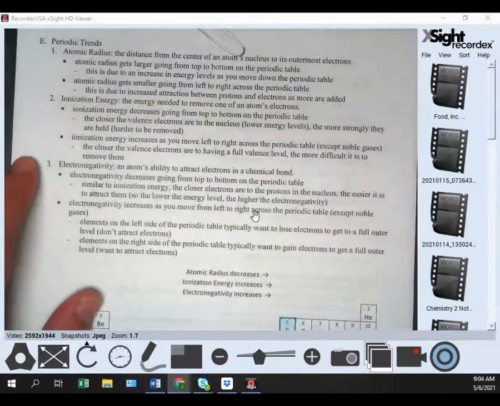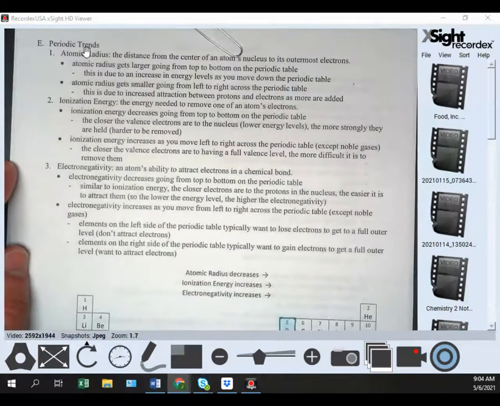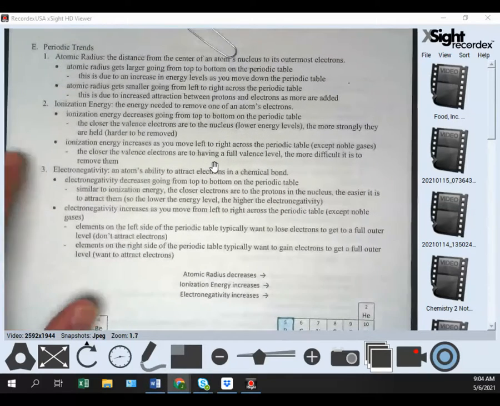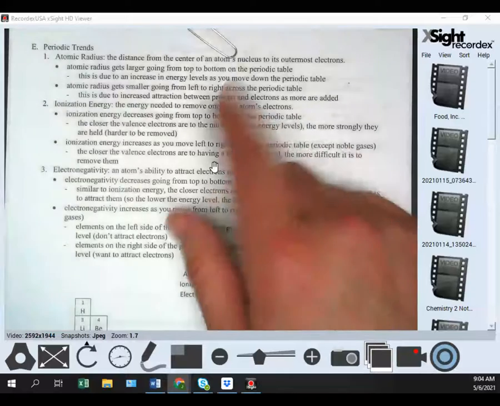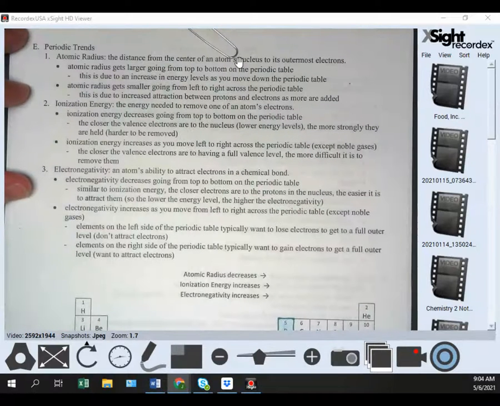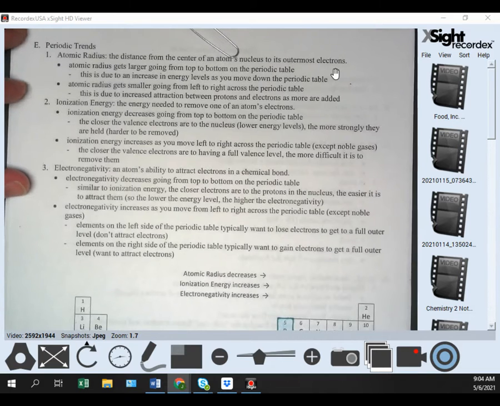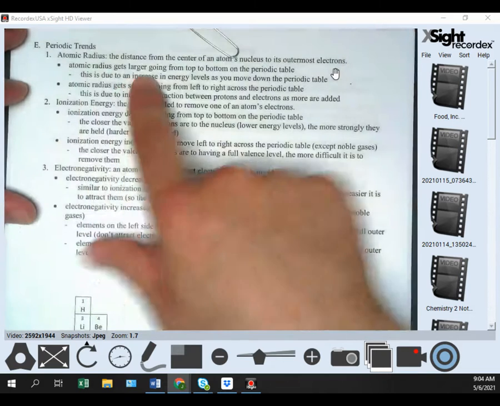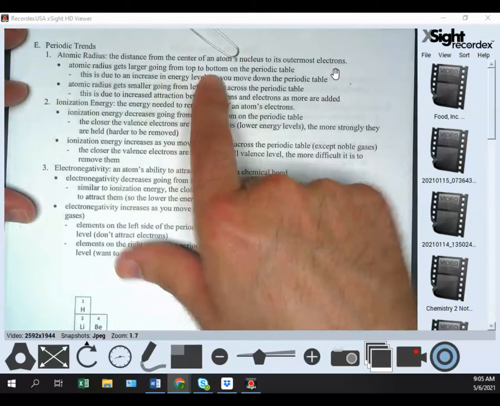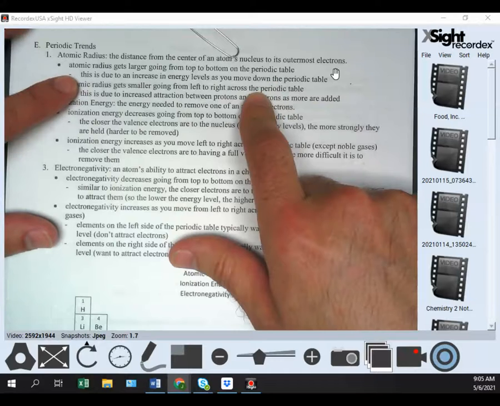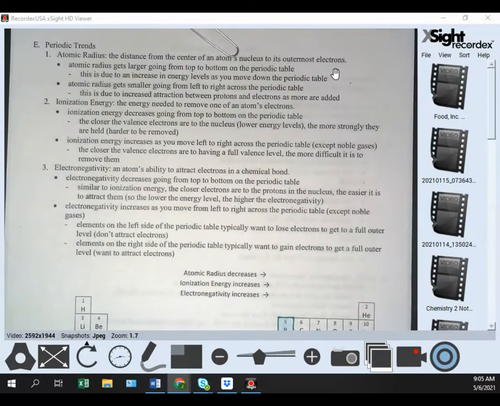The 3 periodic trends that we're going to look at are atomic radius, ionization energy, and electronegativity. Let's start with atomic radius. Atomic radius is the distance from the center of the atom's nucleus to its outermost electrons. Atomic radius gets larger going from top to bottom on the periodic table. This is due to an increase in energy levels.